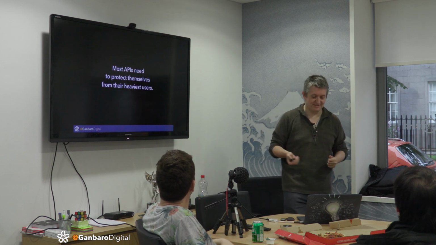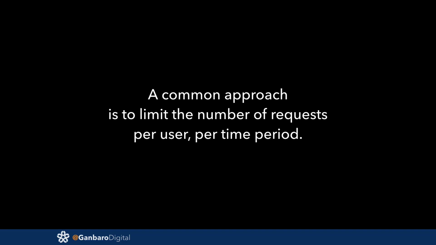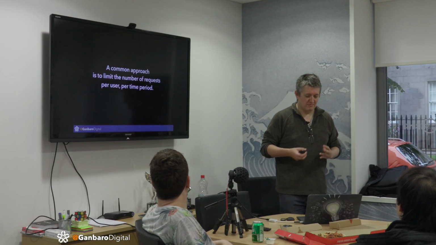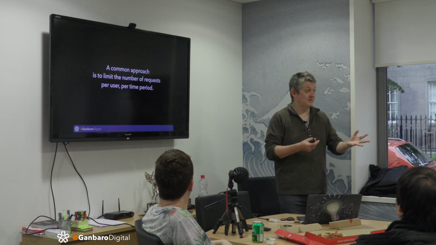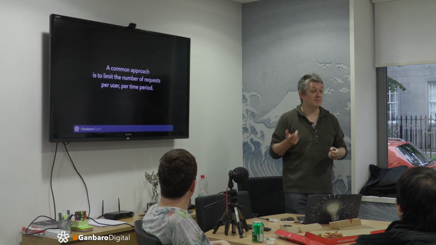Okay, so you want to put in rate limiting. Now, a common approach is to give them so many requests over a time period, like so many requests per hour, per day or per month. I'm sure there are other approaches, but most commercial APIs that have rate limits that you'll have used will have something like that. A classic example of that is the GitHub API that Composer uses to download packages.